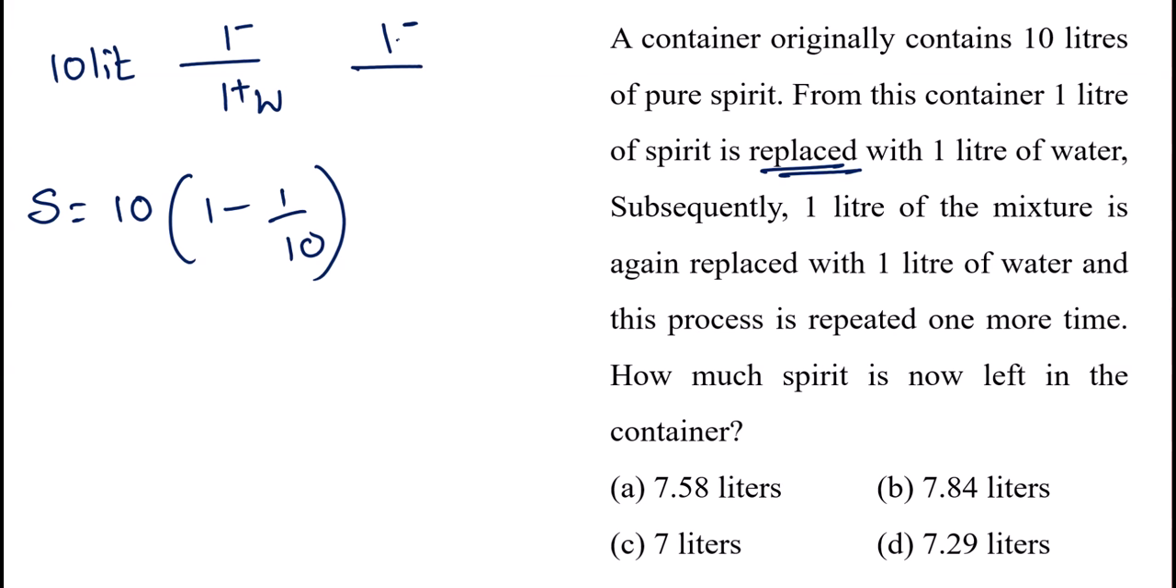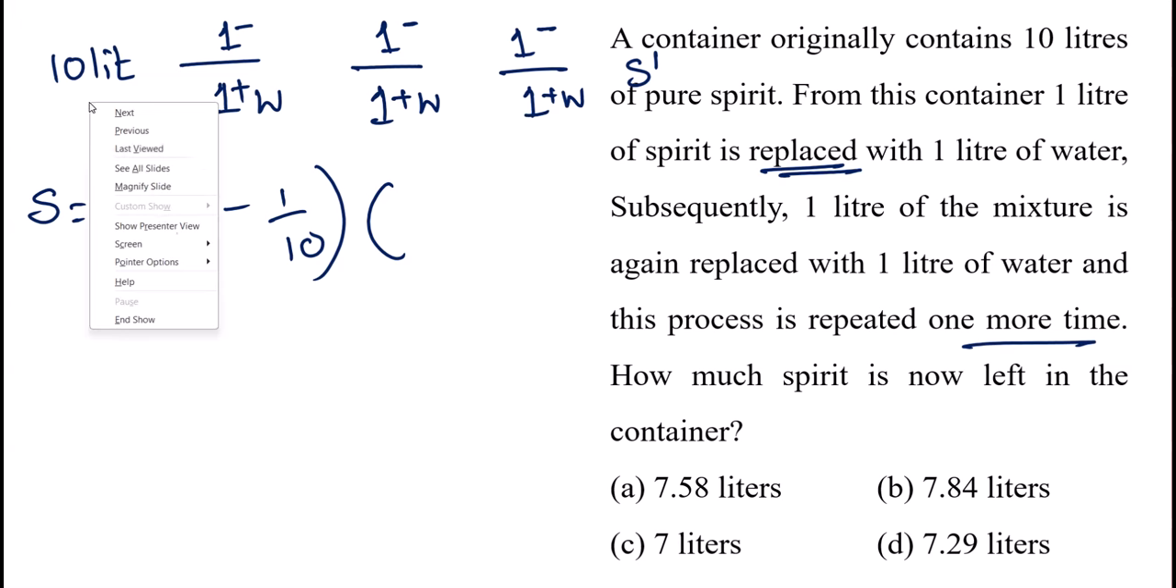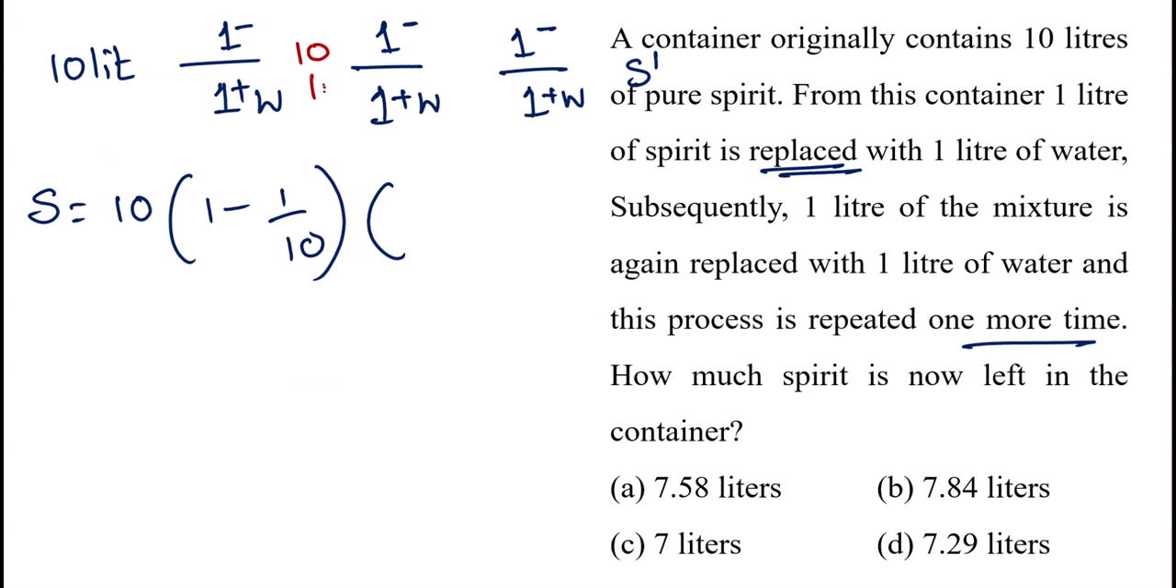Now why do they call it a mixture? Initially it's spirit only. Now water is added, so they have to use the word mixture. 1 liter is removed and replaced with water. They said do it one more time: again remove 1 liter and add 1 liter of water. Now what is the spirit at the end? First you remove 1 out of 10. Then here also 10 liters only is available, right? Initially 10, you removed 1 and added 1 liter, so 10 liters only is available. Here also 10 liters only is available.